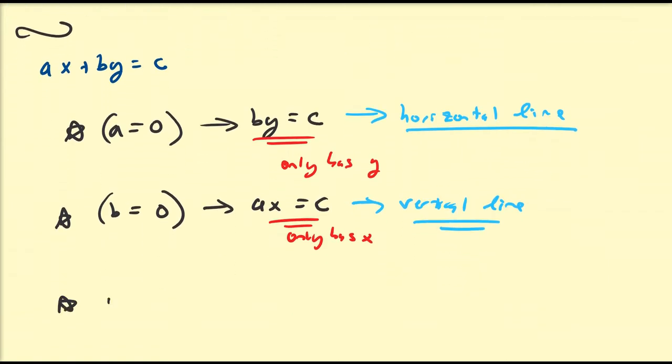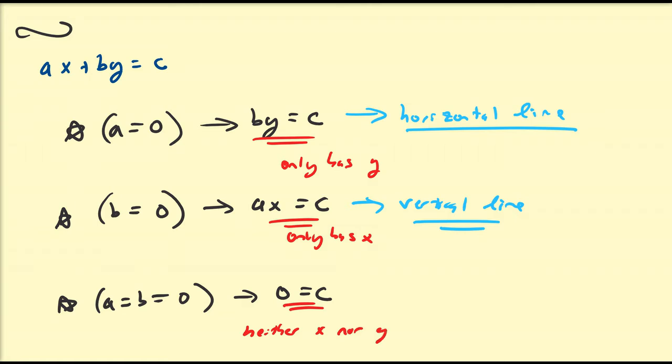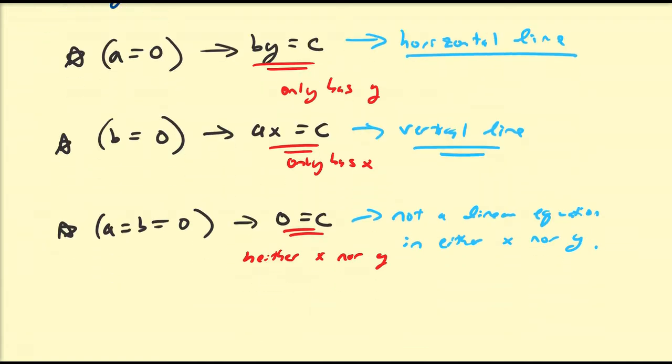Let's consider the case where both a and b are equal to 0. If that's the case, we get the equation 0 = c. This has neither x nor y. So this is not a linear equation in either x or y. It just represents either a true statement or a false statement, so it's not a graph of anything.